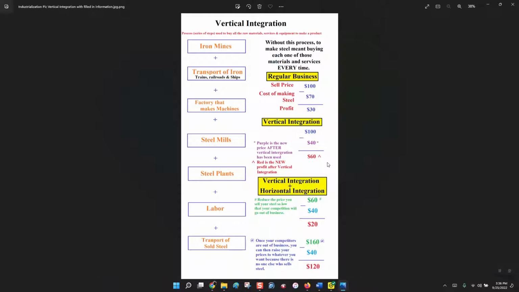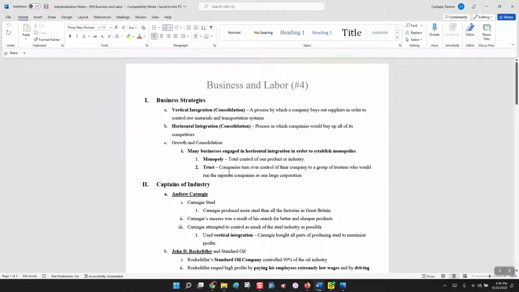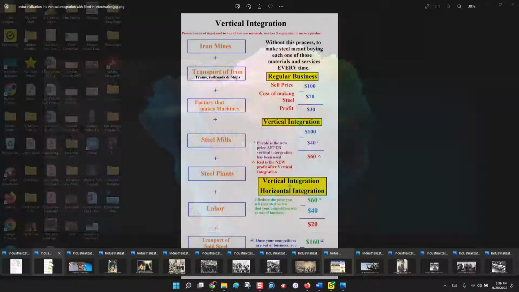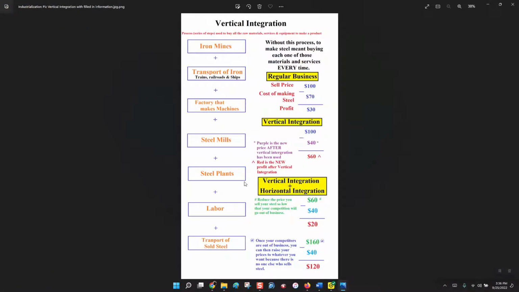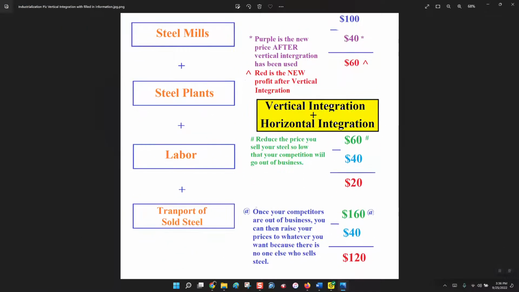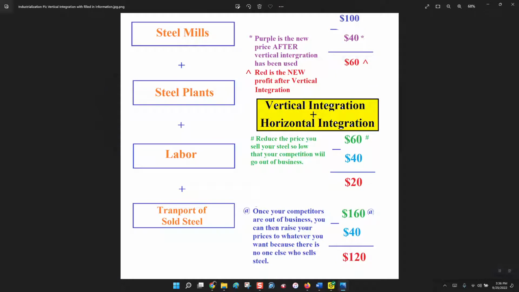Now, the next process is horizontal integration. If we go back to the notes, it says it's a process in which companies would buy up all their competitors. Basically, either you buy your competition or you eliminate your competition. And how do you eliminate your competition? Is by, as we looked at this, lowering your prices so your competition can't afford it.